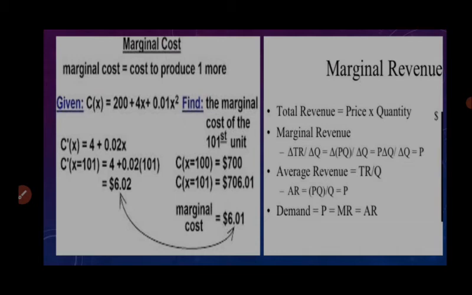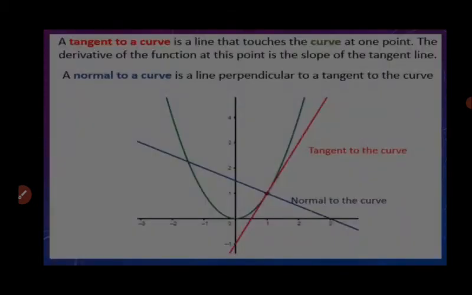Average revenue is total revenue by Q, and demand P is equal to MR minus AR, marginal revenue minus average revenue. Next, a tangent to a curve is a line that touches the curve at a point. The derivative of the function at this point is the slope of the tangent line. Okay, so a normal to a curve is a line perpendicular to the tangent to the curve.